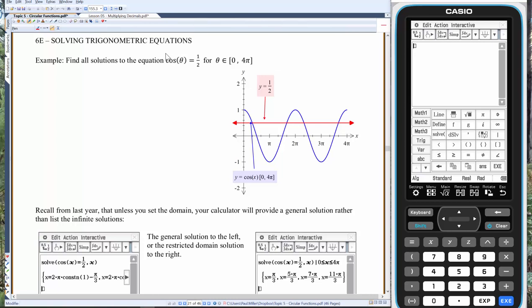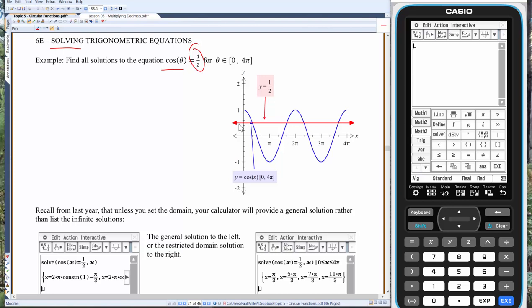All right, call me a glutton for punishment, but I love solving trig functions. It really involves a lot of thinking, and the process is just, well, fun. We've got cosine theta equals a half, and that's basically saying, can you tell me every time on the graph of cosine of theta where the y value is going to equal a half?